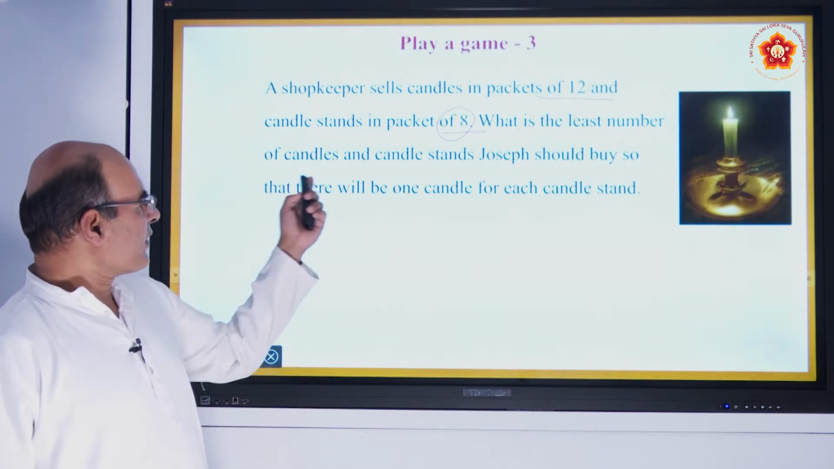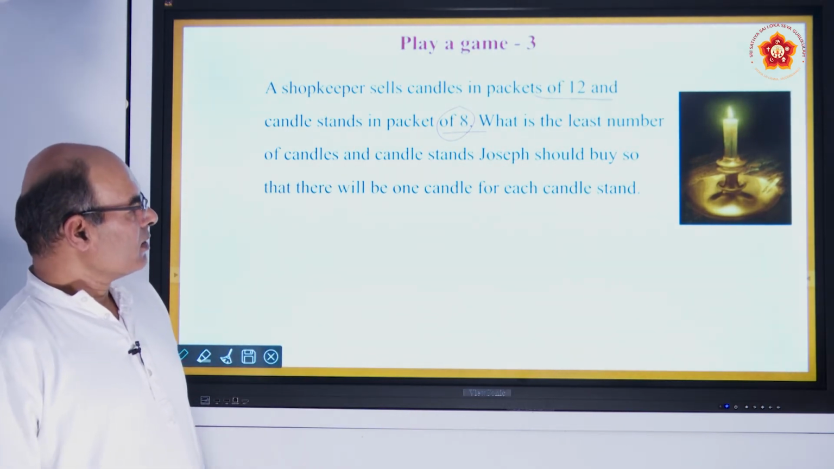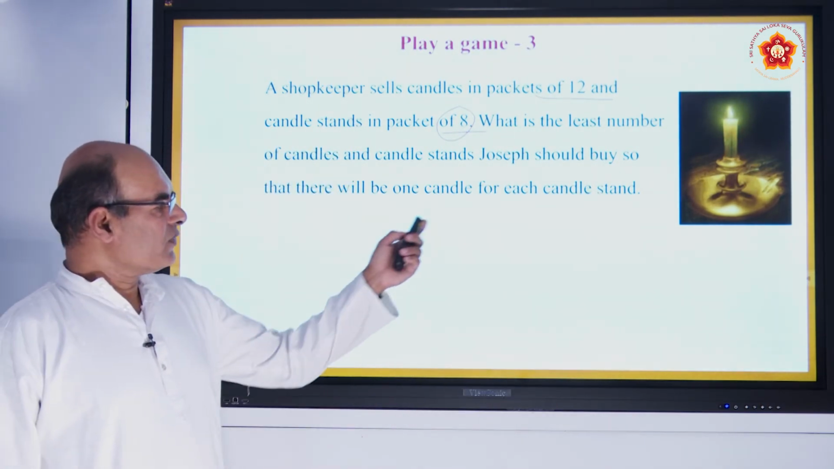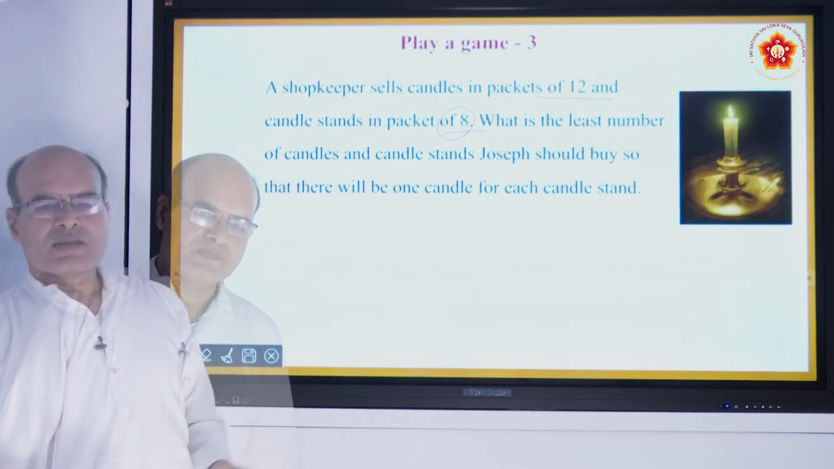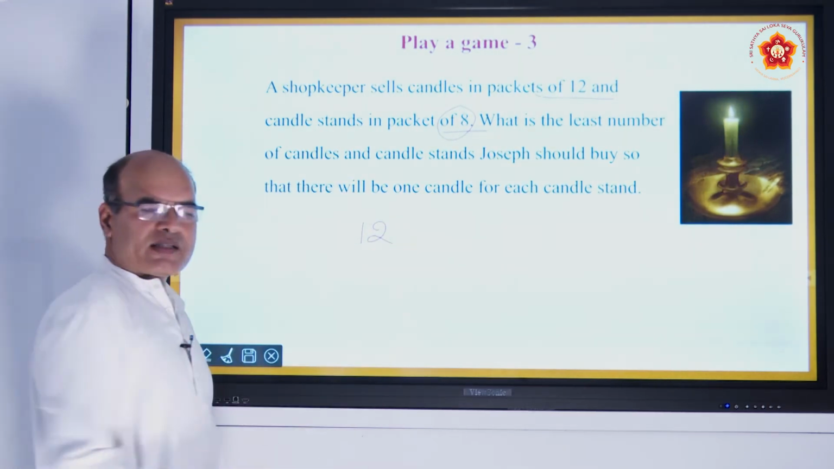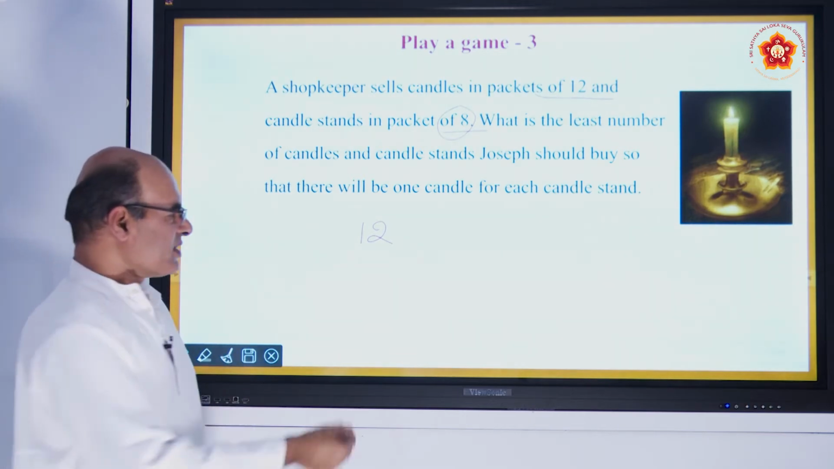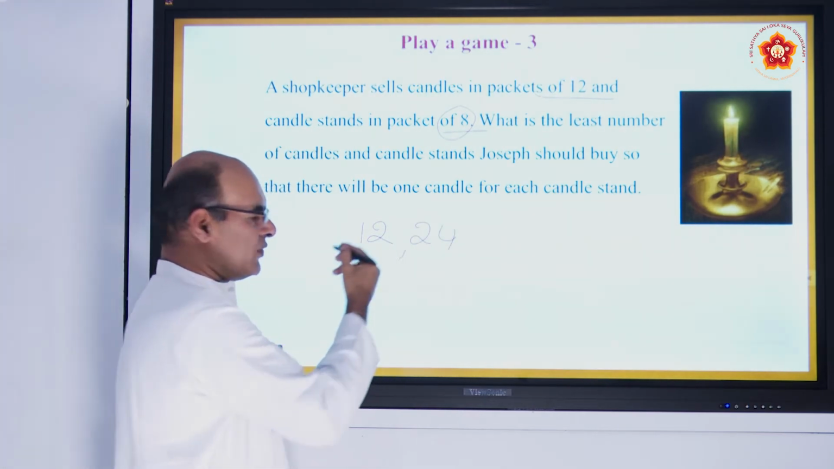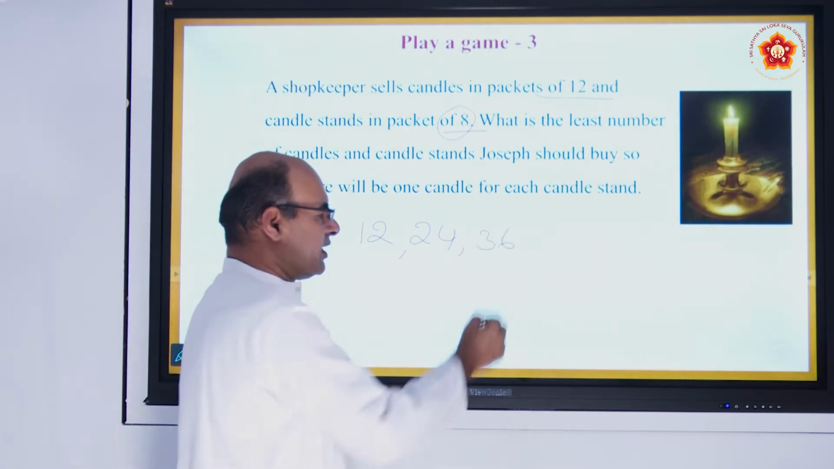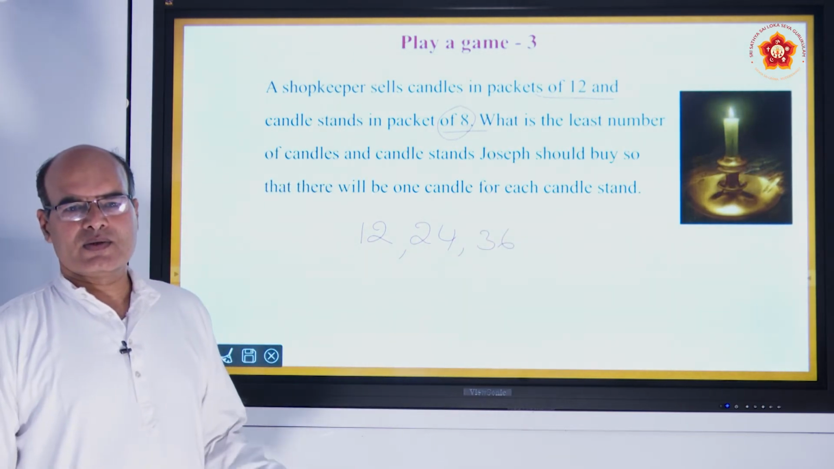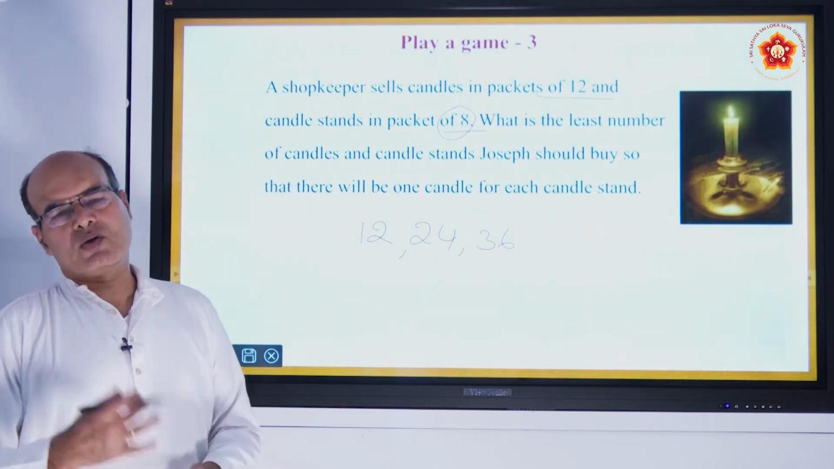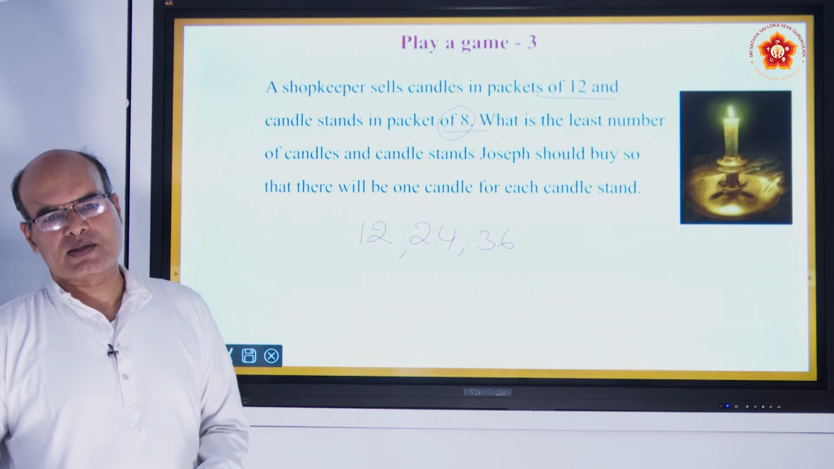Each packet contains 8 stands. What is the least number of candles and candle stands one should buy so that there will be one candle for each candle stand? So think here, we can purchase one packet of candles, that means 12 candles. We can purchase two packets of candles, 24 candles. If we purchase 3 packets, then we get 36 candles. So what are these? These are the multiples. So we are not going to the factors here, we are going to the multiples.